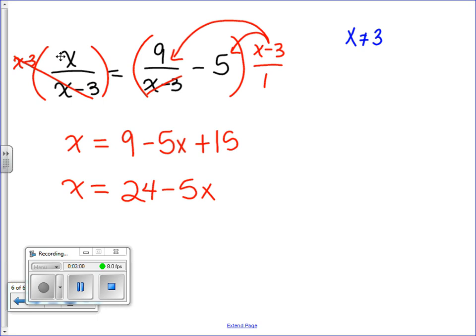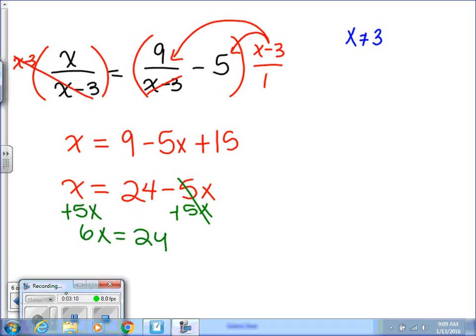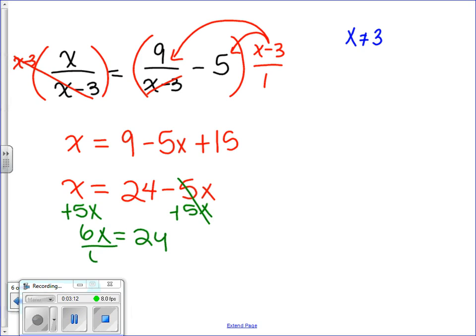Okay, what did you do to finish this problem? Add 5x. Okay. So I have 6x equals 24. And then what? X equals 4. Is that one of our restrictions? No. That's our answer. So not too bad, right?